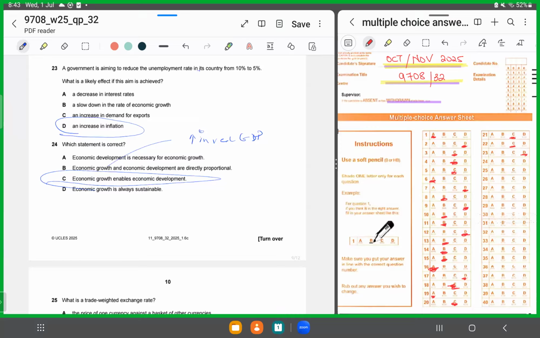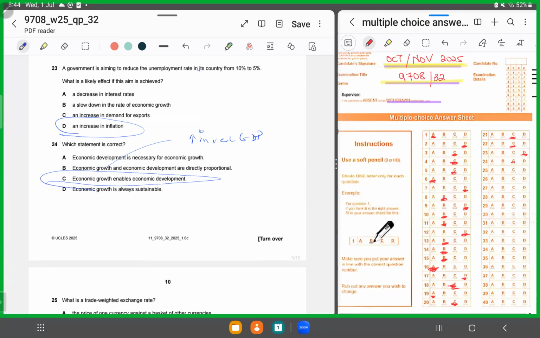They are not directly proportional because it's not necessary that if there's an increase in real GDP, it is being enjoyed by everybody and everybody is going to benefit by an increase in standard of living, right? So it has to be C.